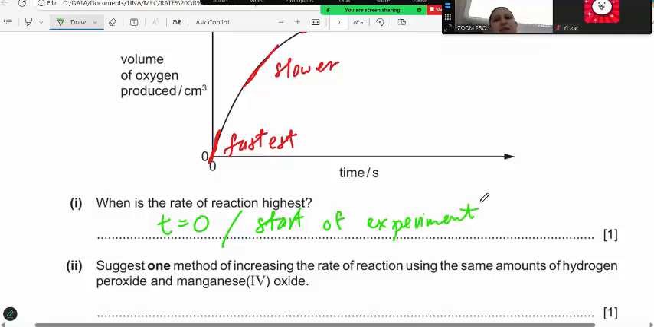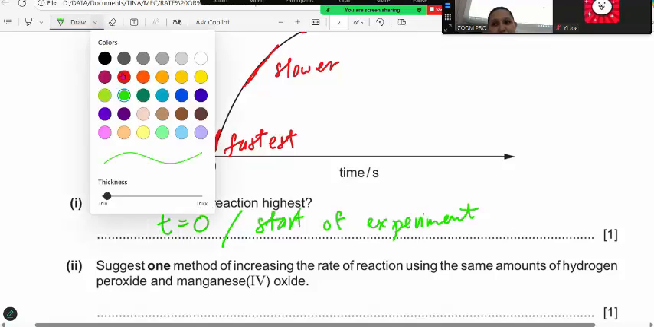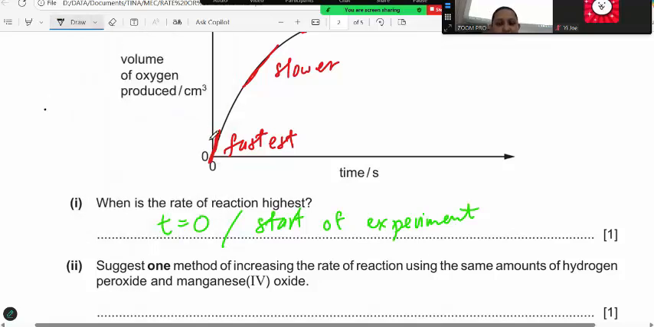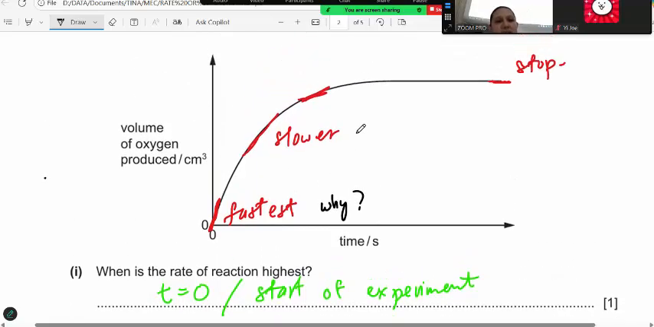Now, in every single reaction, at every single reaction that you will ever do, the start is always the fastest. Okay, the start is always the fastest. In what reaction? Why? Why is it always fastest at the start and then it always becomes slower and then finally stops?